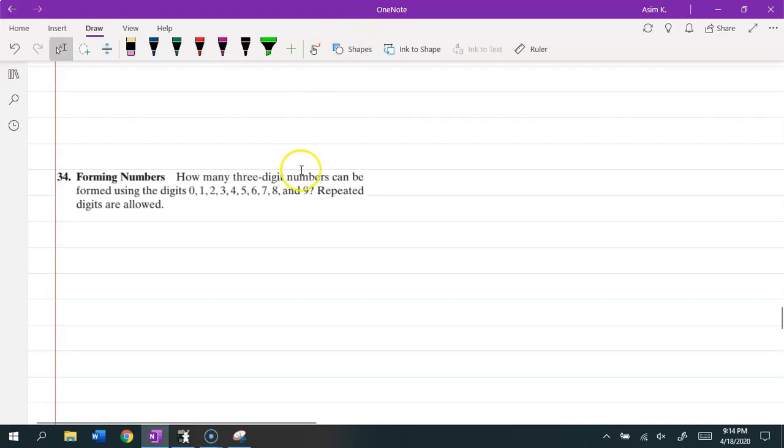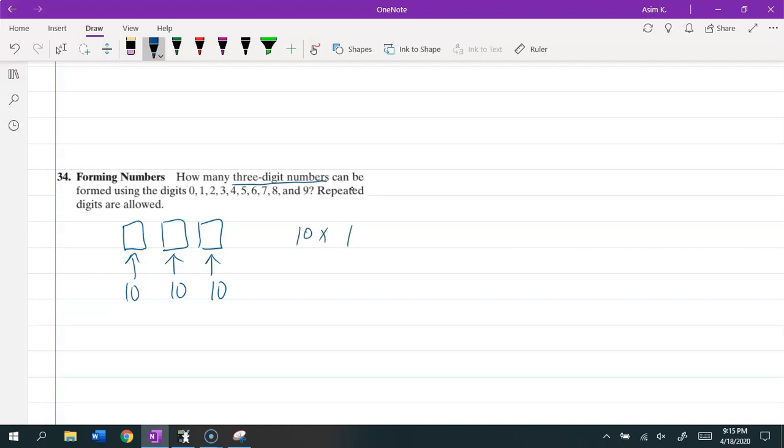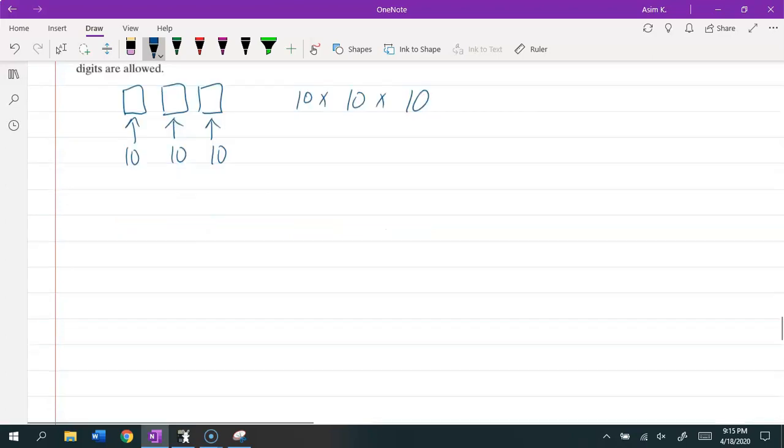All right, now it says how many 3-digit numbers can be formed using the digits 0 through 9, and repeated digits are allowed. We've done something similar to this earlier. So we're talking about 3-digit numbers, so 3 spaces like this, and you have to use the digits 0 through 9. There are no restrictions. Repeated digits are allowed, so you have 10 choices for the first one, 10 choices for the second one, and 10 choices for the third one. Altogether, that would be 10 times 10 times 10, and that'll give you the amount that you could have. All right, let's keep moving, inshallah.